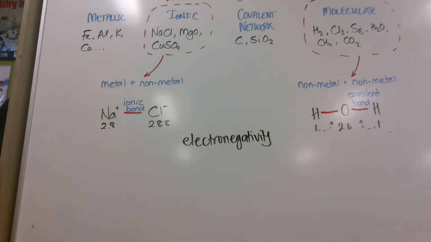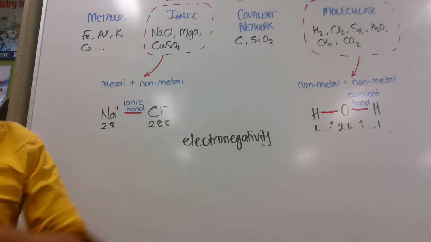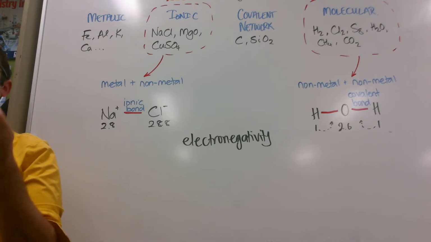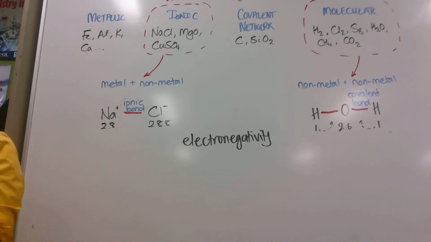Okay, and electronegativity, I will put this definition up, but I want to say it first. Electronegativity is a measure, and it's a relative measure, so it's just a scale that we've made up. It's the relative attraction for the bonding electrons. So it's an atom's or a nucleus's attraction for bonding electrons.